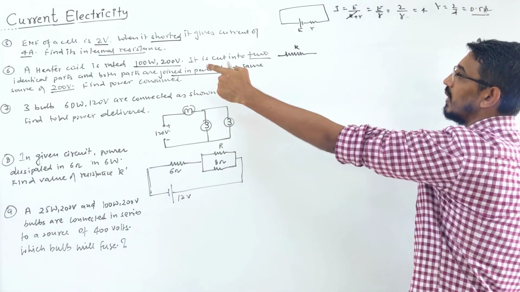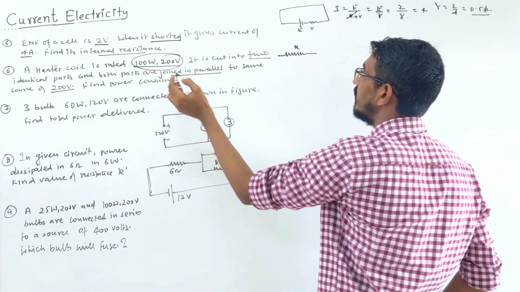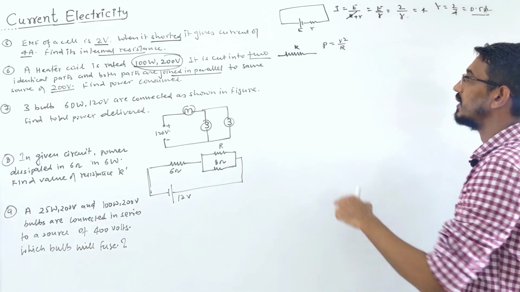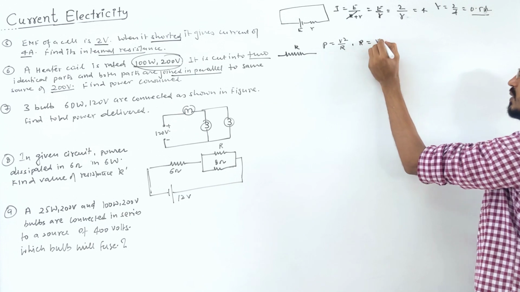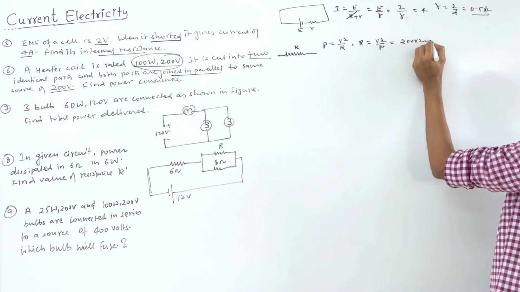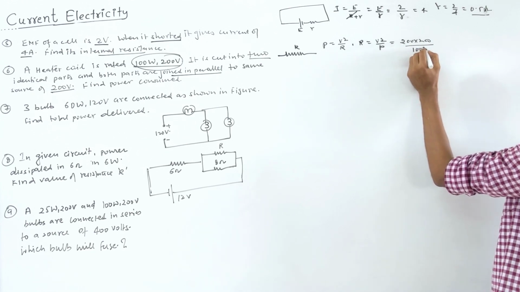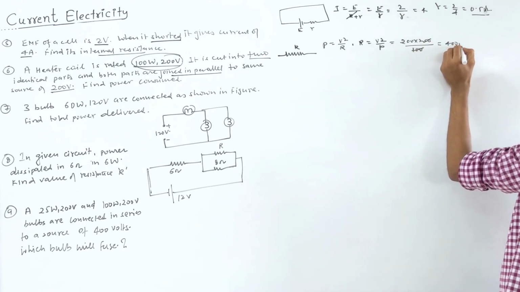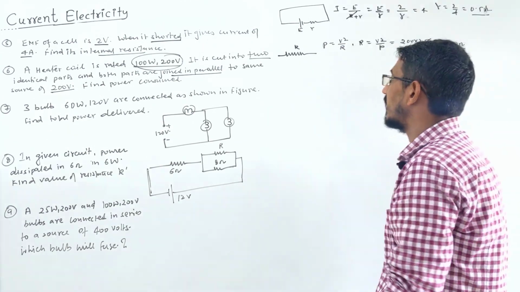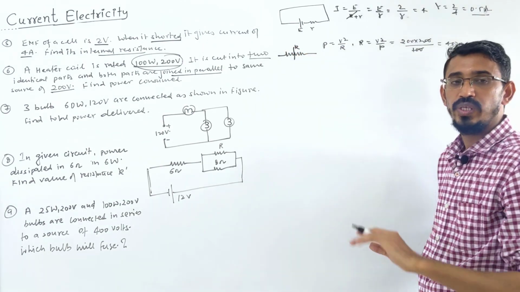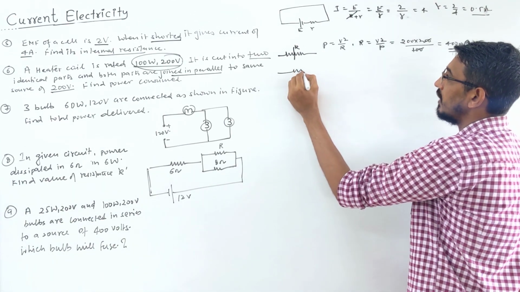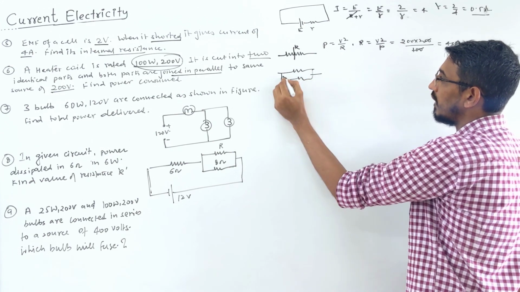Look, power is given, voltage is given. So power is V square by R, right? You can find the resistance of this coil. Resistance will be V square upon P. Voltage 200 into 200, and power is 100. So 400 ohm is the resistance of this coil, right? Now I cut it into 2 equal pieces. The resistance also gets divided equally, and I join them in parallel.